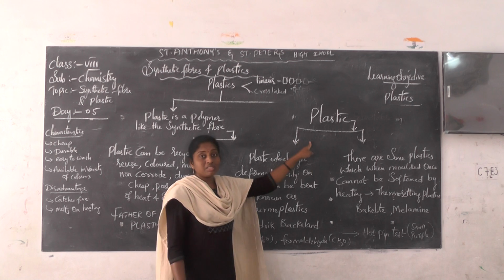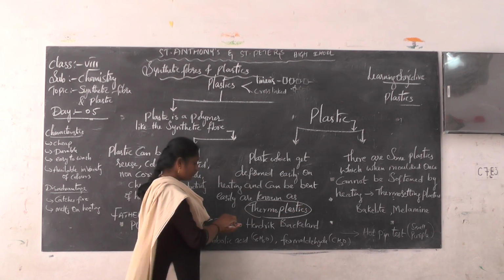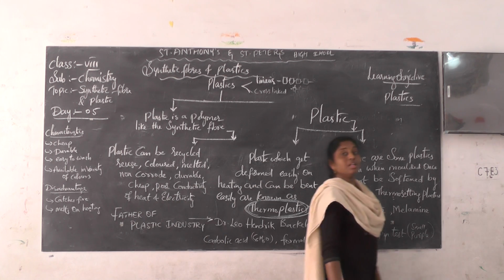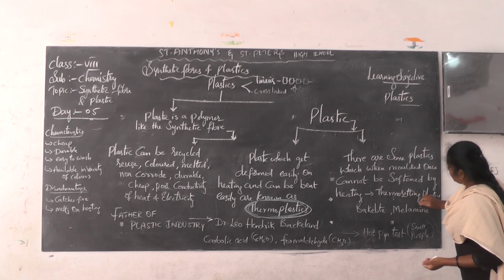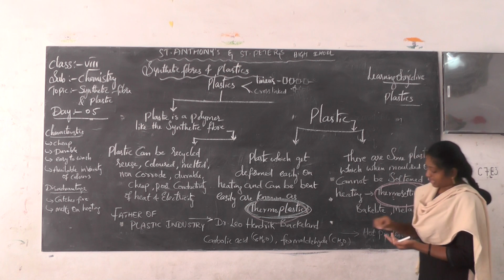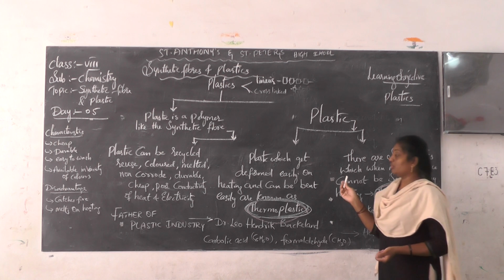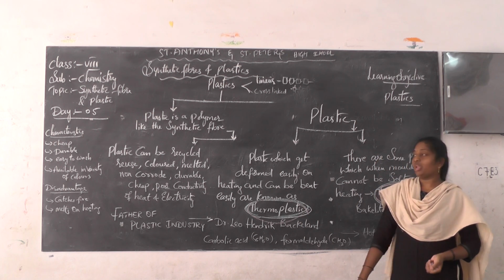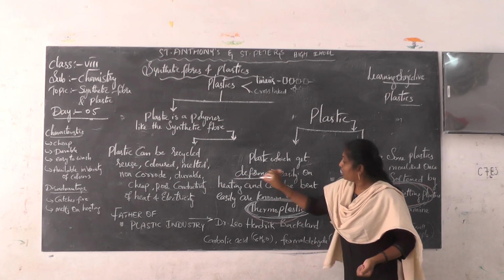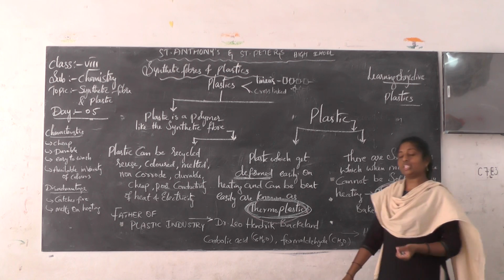So you can see the plastics are of two types. One is thermoplastic and another one is thermosetting plastic. So what is thermoplastic? Plastic which gets reformed easily on heating and can be burned easily is known as thermoplastic.